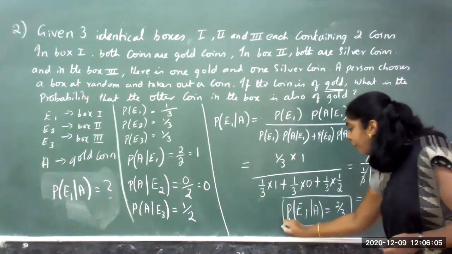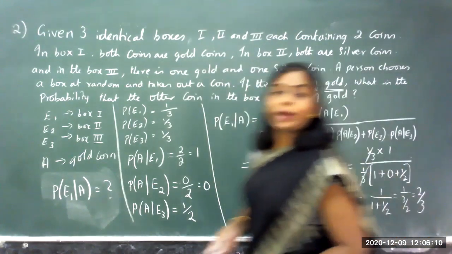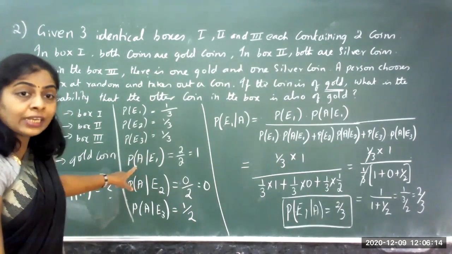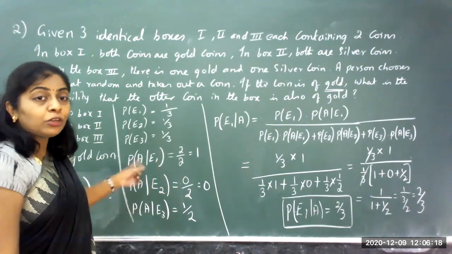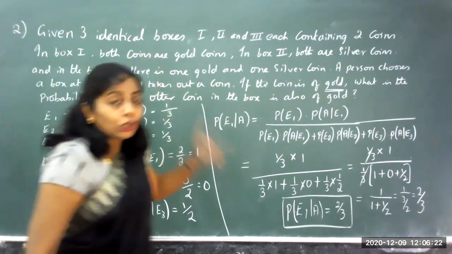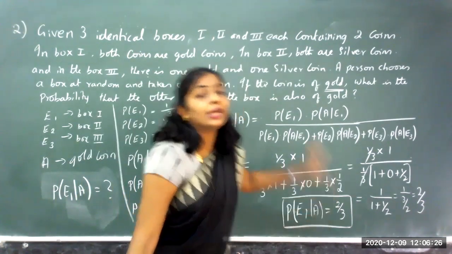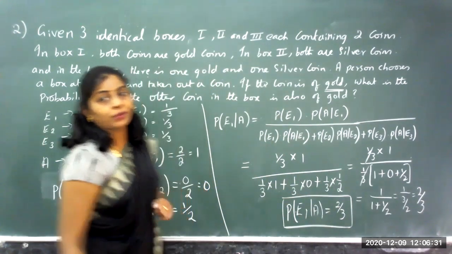Probability of picking from box 1 the gold coin is 2/3. We have found the probability of choosing a gold coin from box 1. The probability of choosing a gold coin from box 1 was 1 from the data. You have found from Bayes' theorem the probability of choosing from box 1 a gold coin, that is 2/3. This is how you simplify.